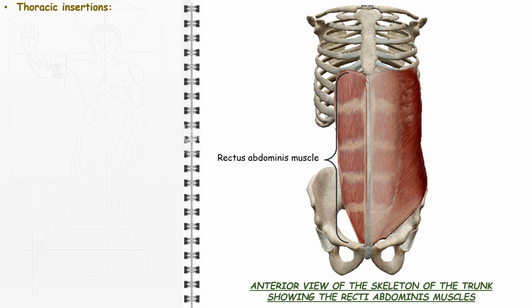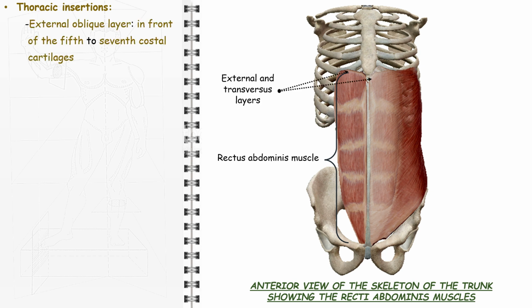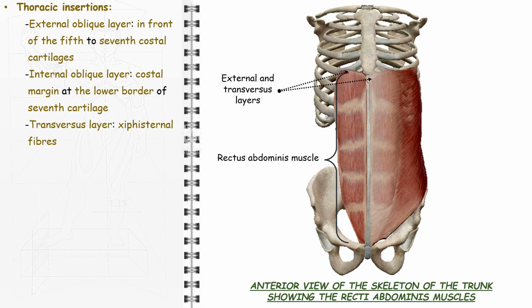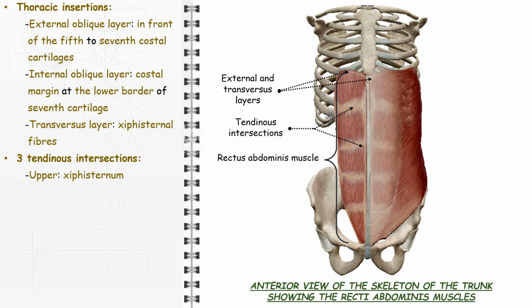The external oblique layer attaches in front of the 5th to 7th costal cartilages. The internal oblique layer attaches to the costal margin at the lower border of the 7th cartilage. The transversus layer consists of xiphosternal fibers. The heads of rectus abdominis contain three tendinous intersections, the upper towards the xiphosternum, the lower towards the umbilicus and the middle midway between the others.